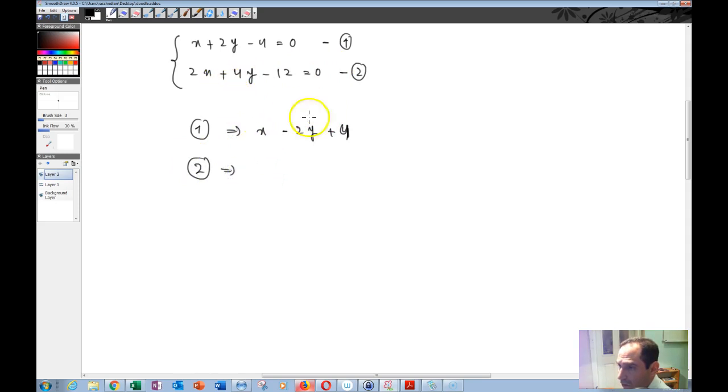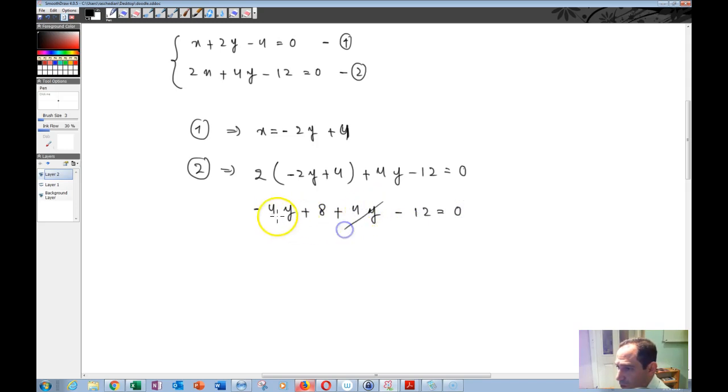So 2 times x, which is 2 times negative 2y plus 4, plus 4y minus 12 is equal to 0. That's negative 4y plus 8 plus 4y minus 12 is equal to 0. These two will cancel out, and you will have negative 4 is equal to 0, which is of course false. So that means that you are actually getting no values.